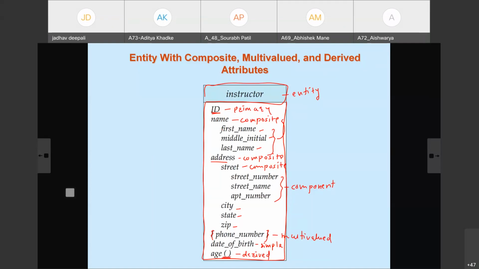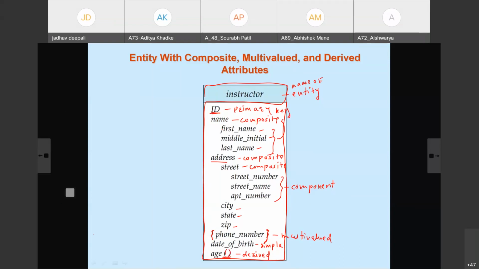So remember that when we draw an ER diagram, an entity set is drawn with the help of a divided rectangle. The first part is the name of the entity, and the second part includes all the attributes. Here ID is underlined, indicating it is a primary key. Then name and address are composite attributes. Phone number is a multi-valued attribute in curly brackets. Date of birth is a simple attribute. Age is a derived attribute, so empty brackets are used after it.